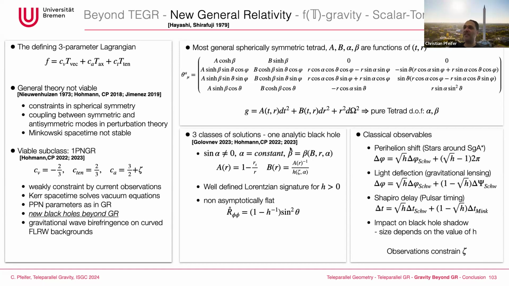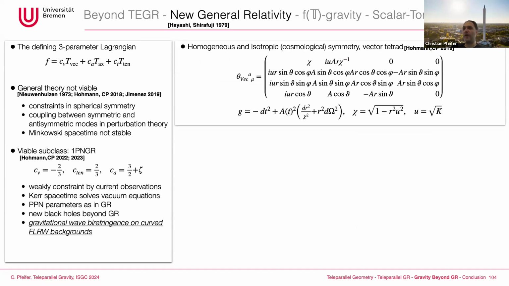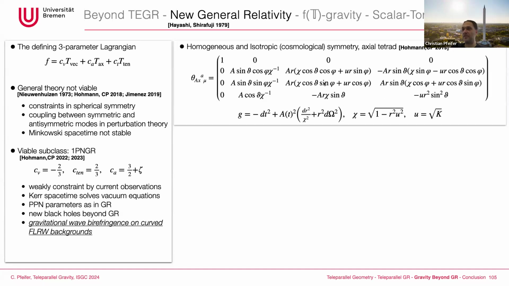So these are constraints and effects you find from teleparallel modifications of general relativity in spherical symmetry. Let us switch quickly to cosmology. So let us look at homogeneous and isotropic, so cosmologically symmetric tetrads. And there we find two tetrads of the Friedmann-Lemaitre-Robertson-Walker metric, which solve the antisymmetric field equations. One class we call the vector tetrad, another one the axial tetrad. They were found by Manuel Hohmann.